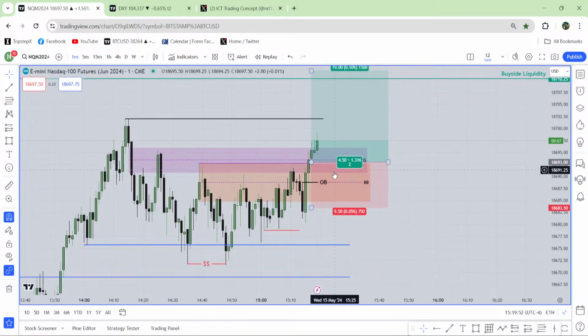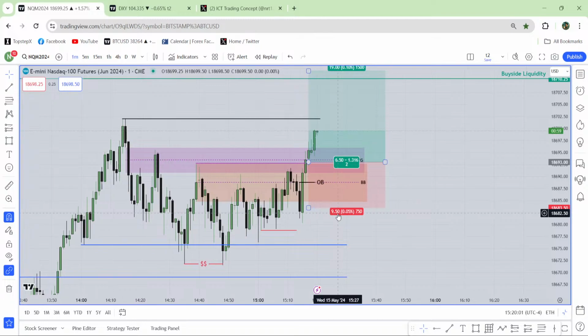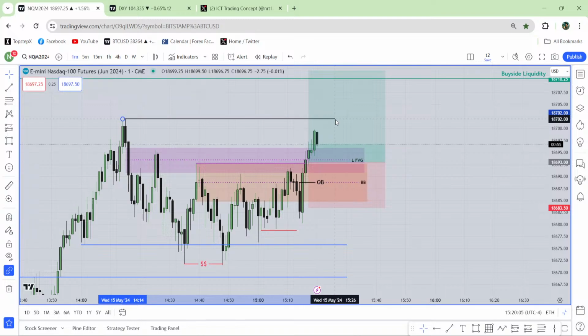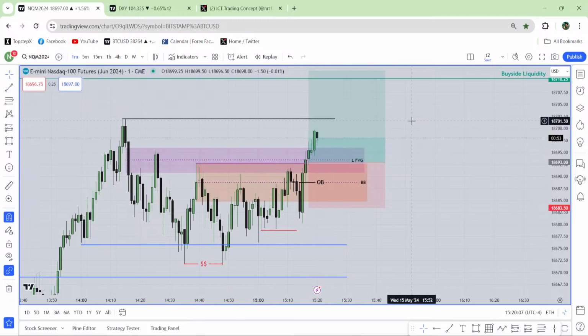By the way, even if you take that entry, just look over here. It's nearly just a 10 handle stop loss. I believe that a 10 handle stop loss is absolutely nothing. Okay, it's absolutely nothing. You can absolutely take that risk for 10 handle, I believe so.